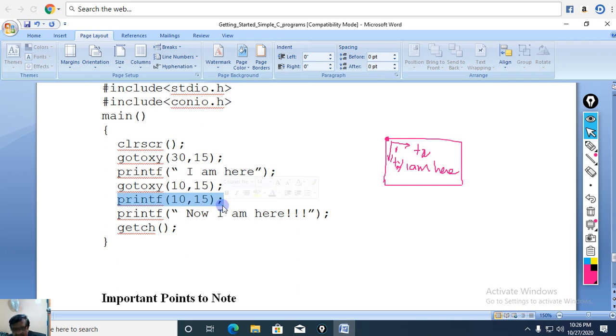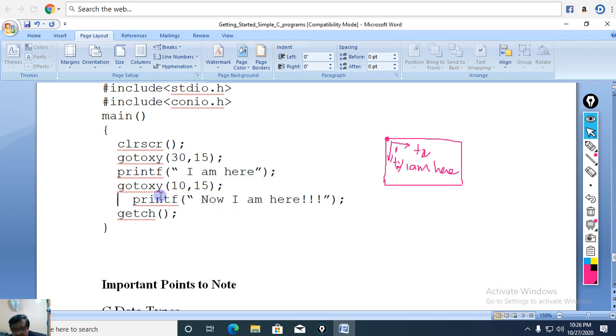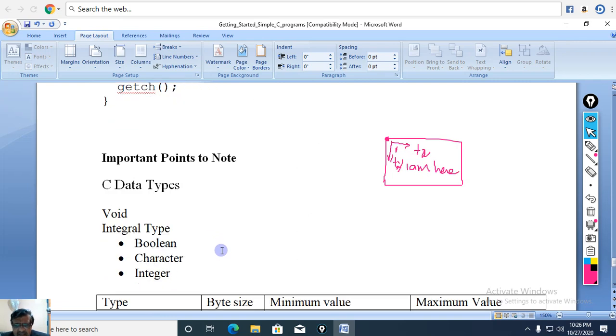You will also get a feel, and the cursor will be taken above where the line is. I am here. Then once again, now I am here will be printed somewhere over here. First of all, the line which is below at 30th row will be printed first. Then upon execution of this printf statement, it will be printed somewhere over here. Right, there are some important points to note.